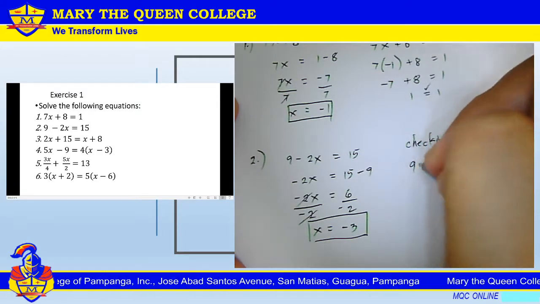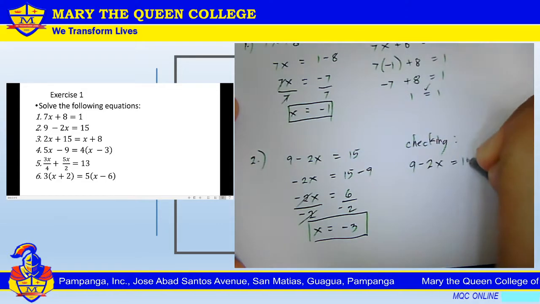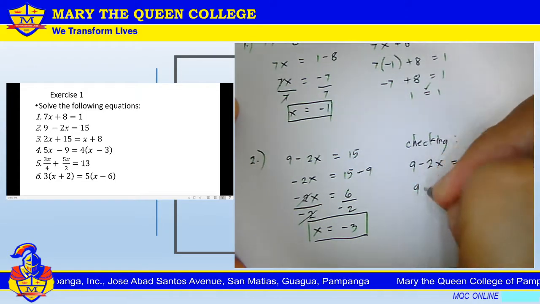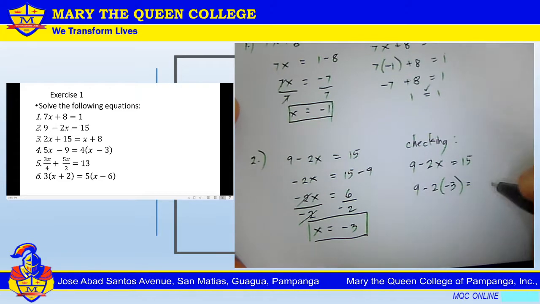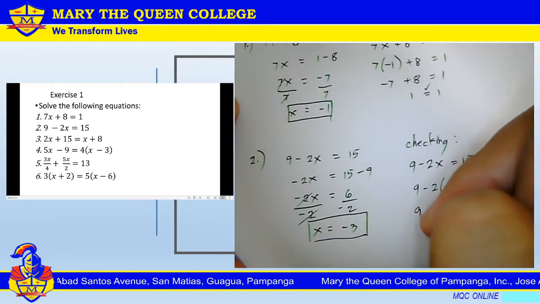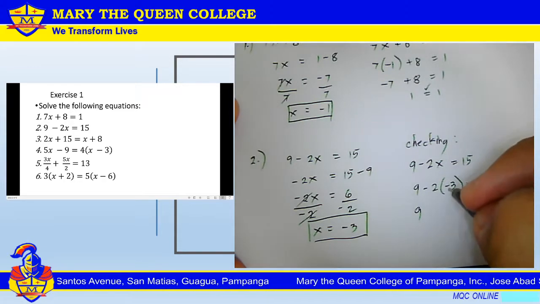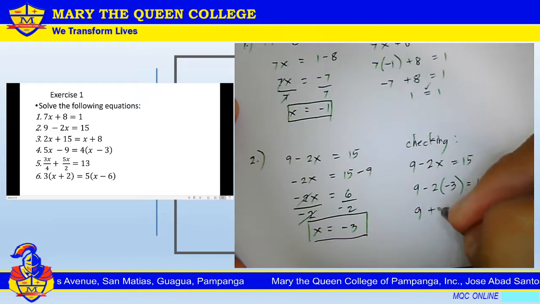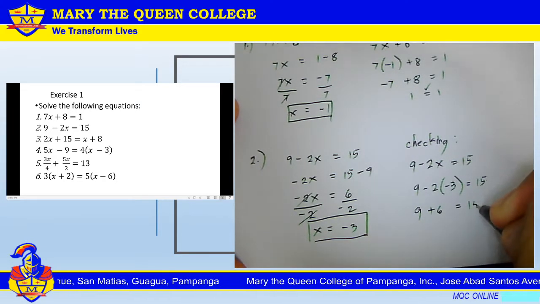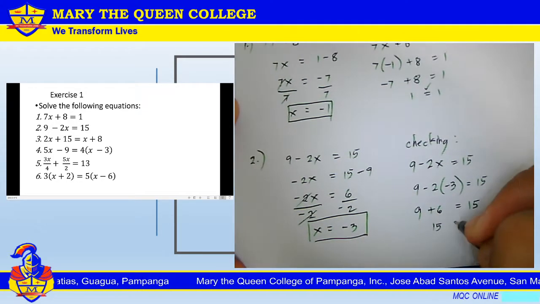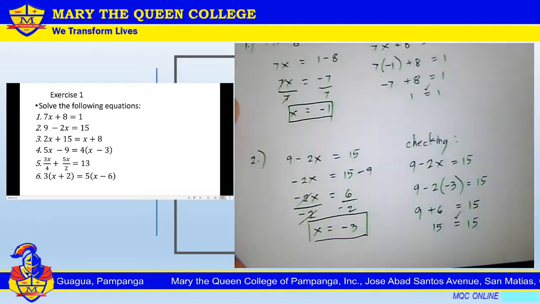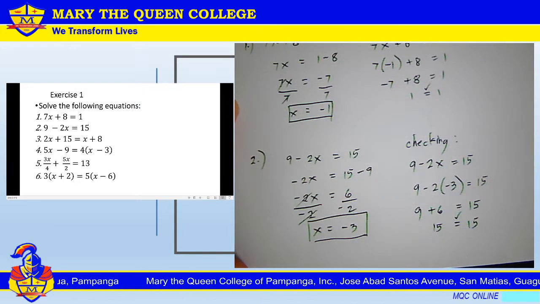we have 9 minus 2x is equals to 15. So we have 9 minus 2 times negative 3 is equals to 15. So we have 9. Negative 2 times negative 3, that would be positive 6. So summing it up, you will get 15 is equals to 15. Therefore, our solution is correct. Okay?